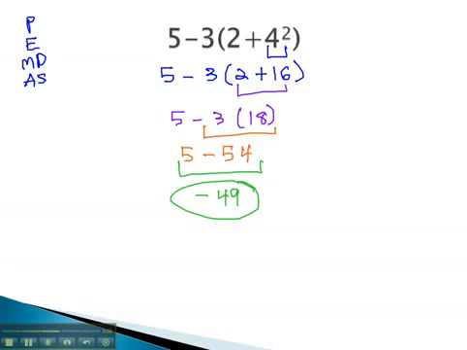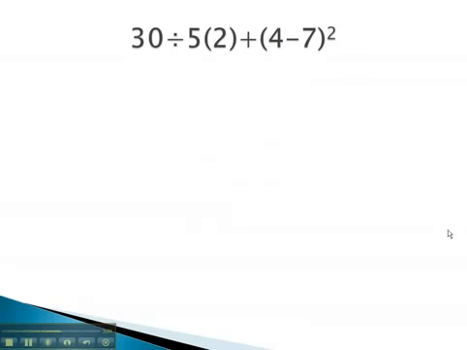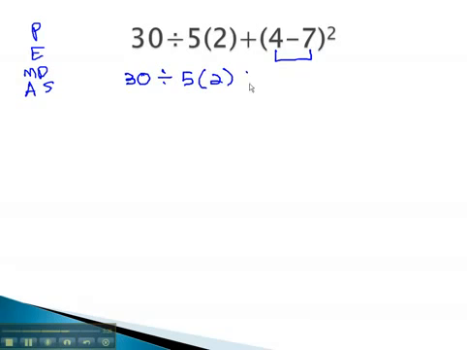Let's take a look at another problem that might be a little more involved following the order of operations. In this problem, as we keep in mind, please excuse my dear Aunt Sally, or PEMDAS, first we have to start with the parentheses. In parentheses, we have 4 minus 7. So that's what we will do first. 30 divided by 5 times 2 plus, 4 minus 7 is negative 3, squared.